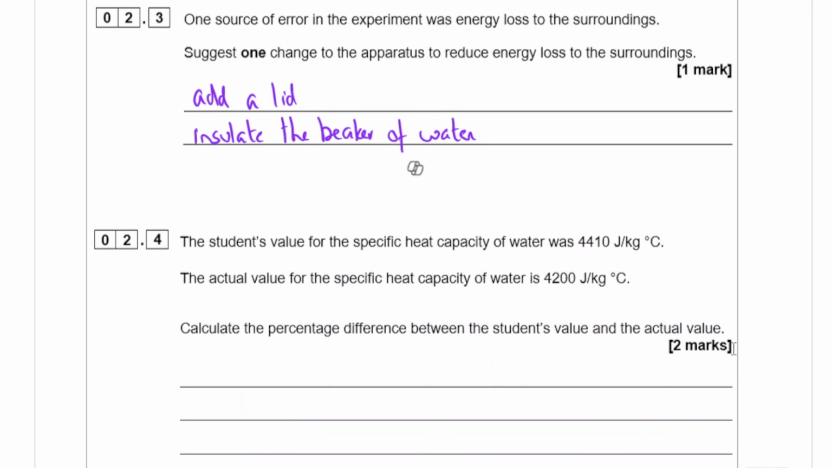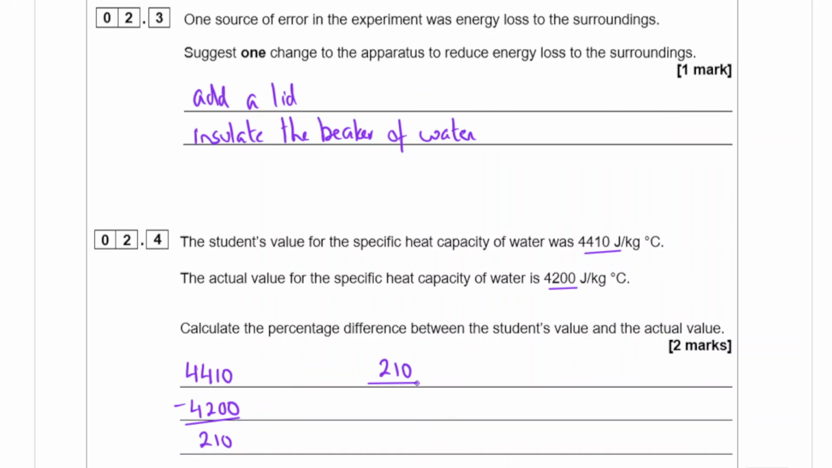The student's value for the specific heat capacity of water was 4,410. The actual value of the specific heat capacity was 4,200. Calculate the percentage difference between the student's value and the actual value. So 4,410 minus 4,200 is 210. So find the percentage difference.